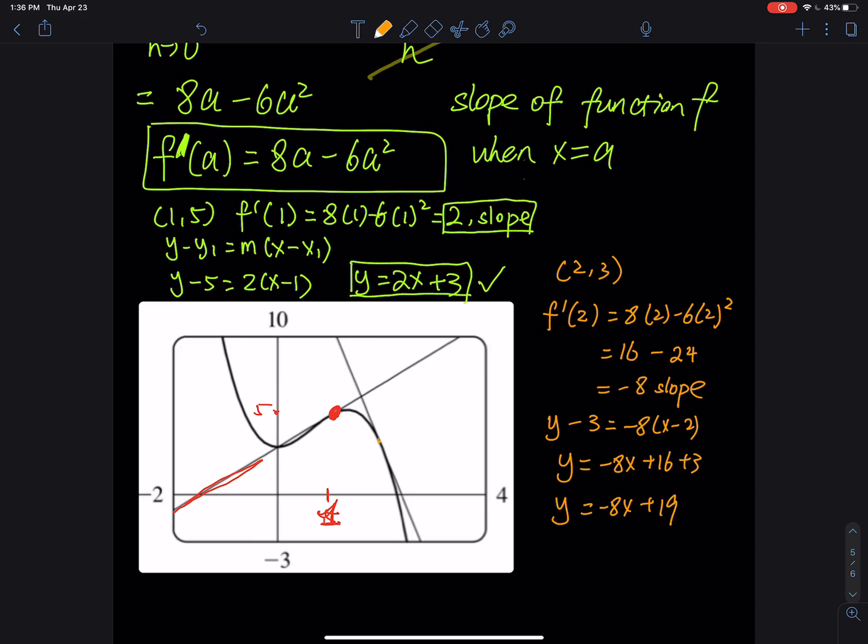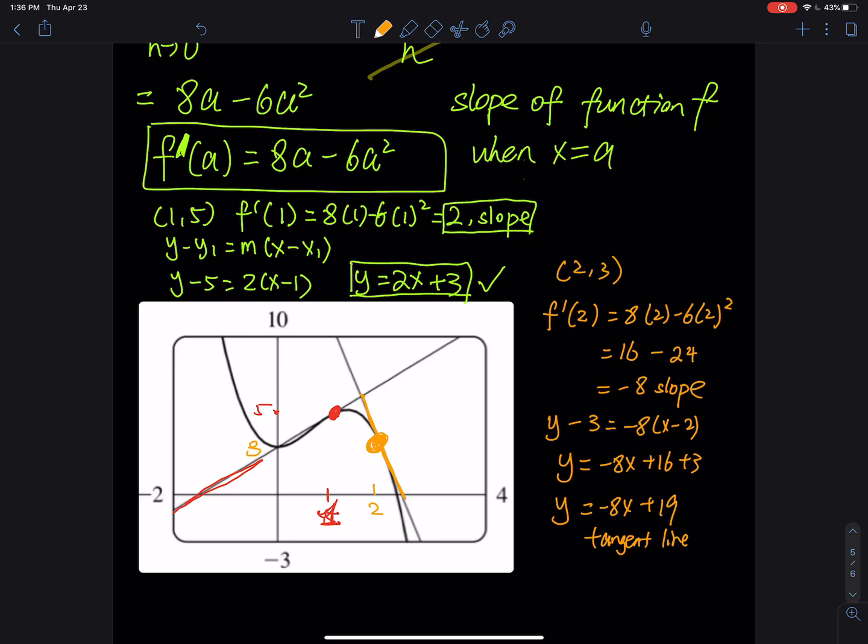so this is (2, 3), x is equal to 2, y is equal to 3. We have a tangent line, so this tangent line is negative 8x plus 19. What is the slope at this point? The slope at that point is negative 8. That makes sense. The line is going downhill, so a negative slope makes sense to me.